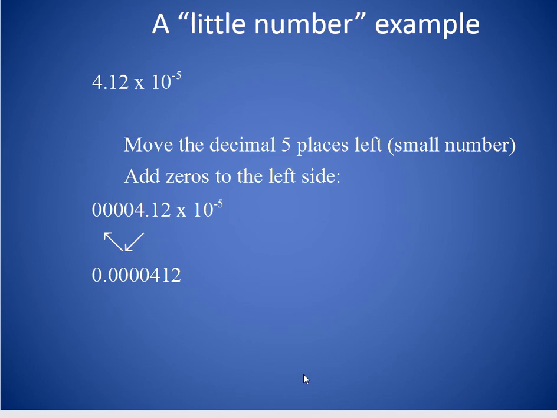Let's change a little number to normal notation. Again, you're going to move the decimal point, this time to the left, because we have a negative exponent. And if you do that, you end up with 0.0000412. And it's immediately obvious how many significant figures there are here, but you don't know that yet because I haven't gone over that part. But we're going to do that now.